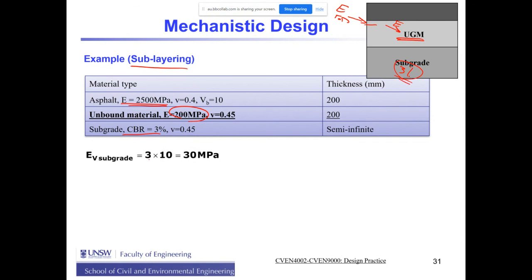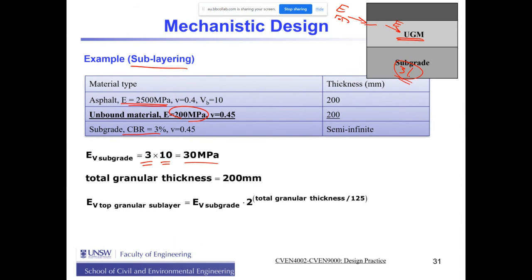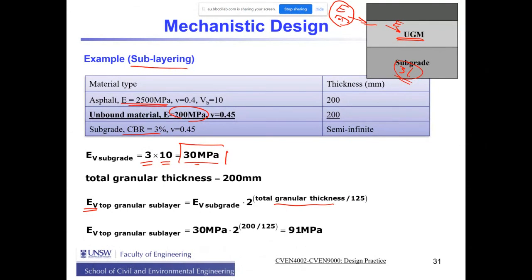The vertical Young modulus for subgrade: we know that CBR is 3. You can simply multiply that by 10 and determine the Young modulus. It is 30 MPa. Then we use that empirical equation to determine the Young modulus for the top layer. It becomes EV subgrade, which is 30 MPa, multiplied by 2 to the power of total granular thickness divided by 125. So we use this empirical equation.